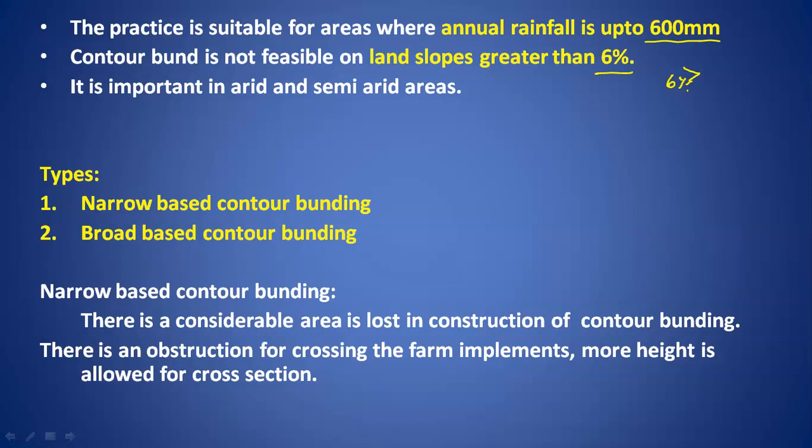Actually, these contour bunds are used in arid and semi-arid areas. Arid areas means where there is low rainfall, and semi-arid means medium rainfall. So in these areas only we can use contour bunds.